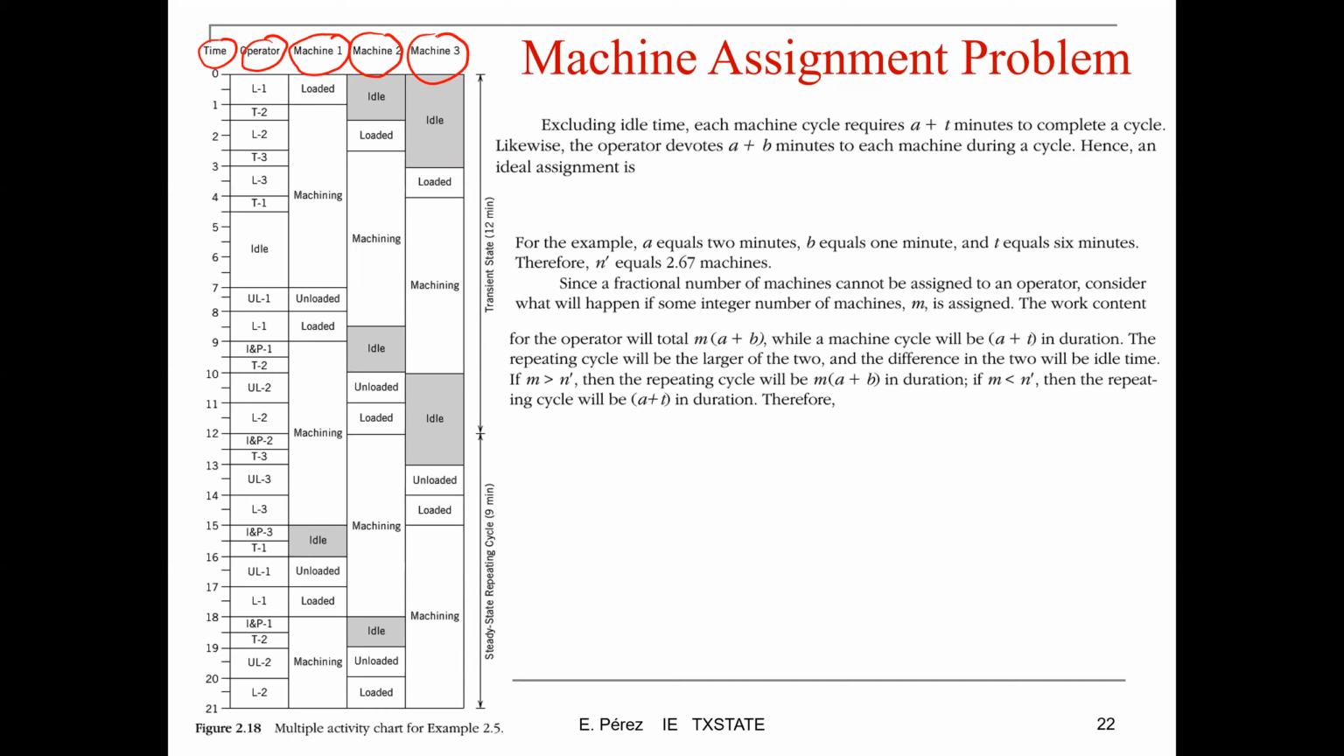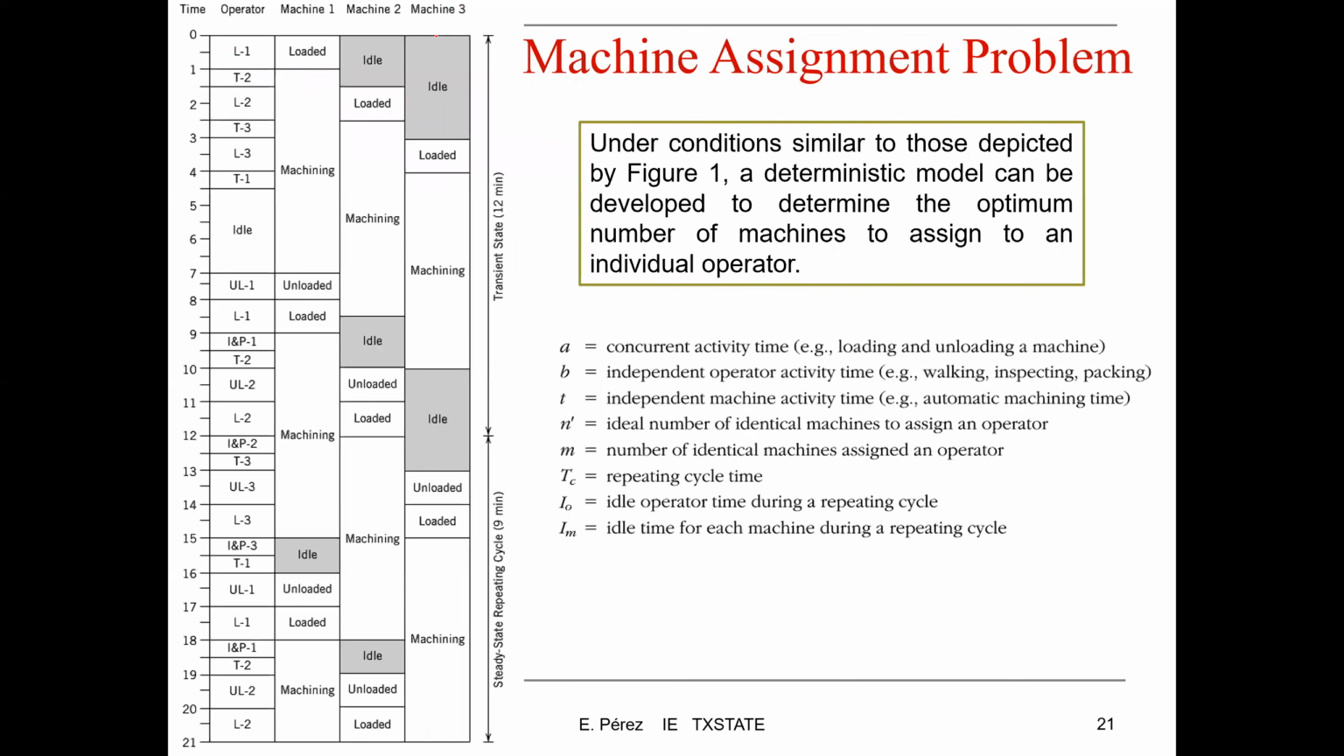Excluding the idle time, each machine cycle requires A plus T minutes to complete the cycle. Likewise, the operator devotes A plus B minutes to each machine during a cycle. Under conditions similar to those depicted in Figure 1, a deterministic model can be developed to determine the optimal number of machines to assign an individual operator.